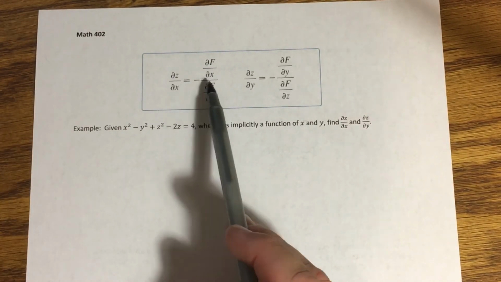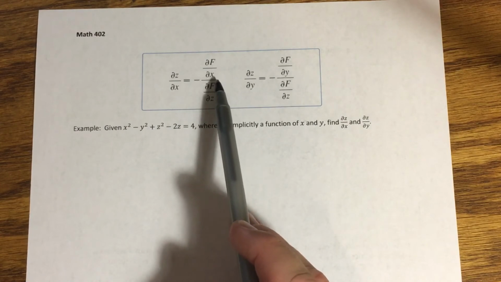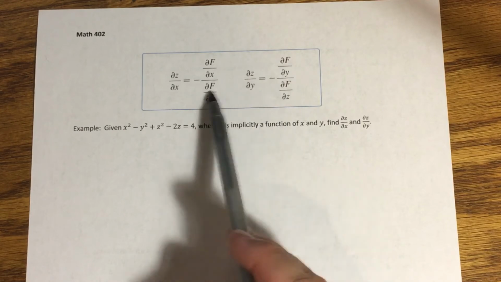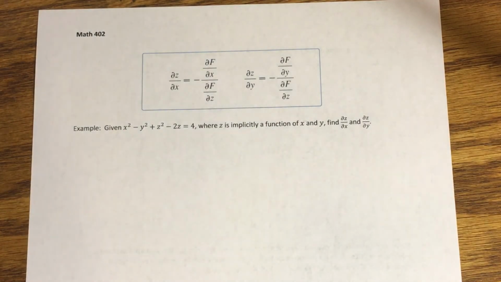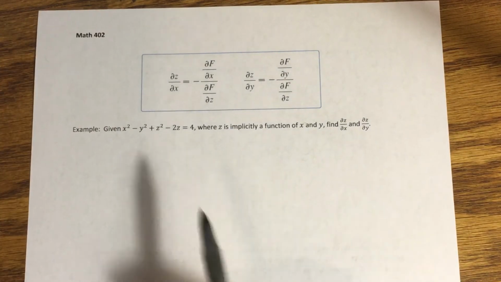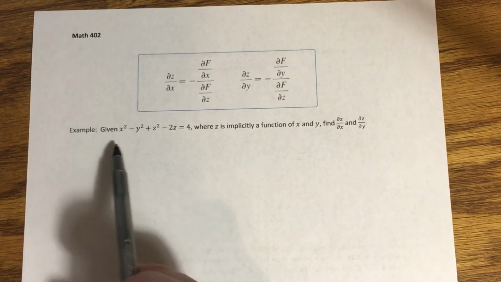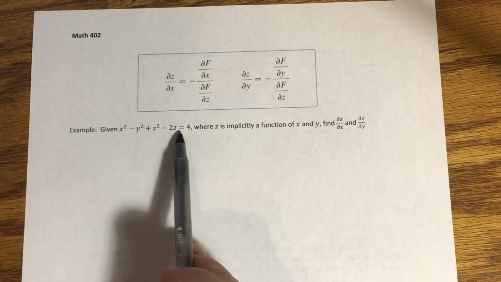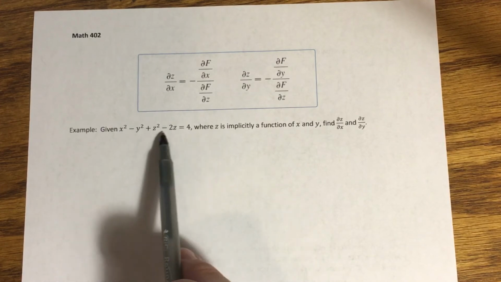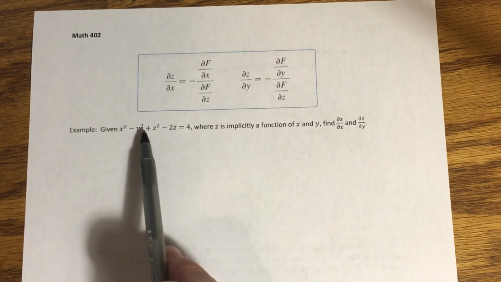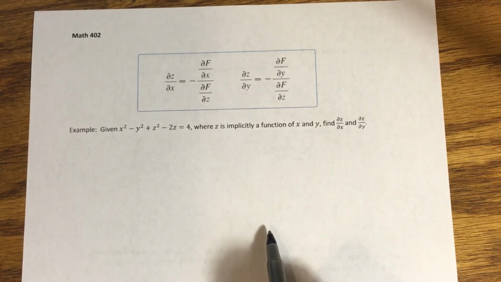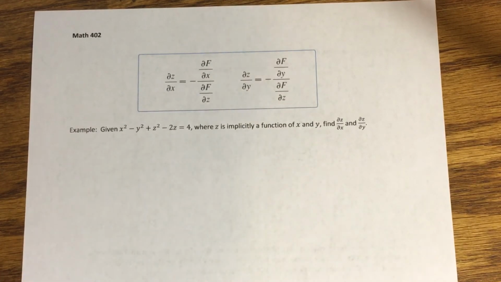Partial of z with respect to x is equal to negative partial of f with respect to x over partial of f with respect to z, and similar for partial of z with respect to y. You can see the similarity between these results and what we got for our previous version of the implicit function theorem. So this will be our last example. Let's suppose that we have this equation, x squared minus y squared plus z squared minus 2z equals 4, and we also understand that z is implicitly a function of x and y. I want to find the partial of z with respect to x and the partial of z with respect to y using the implicit function theorem.